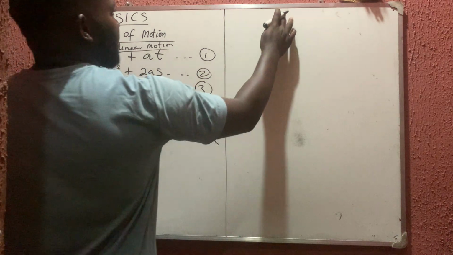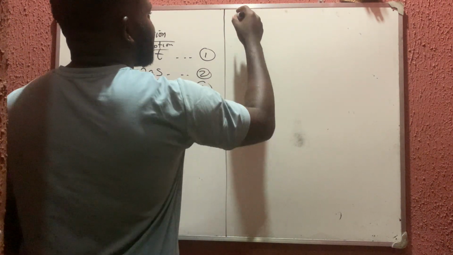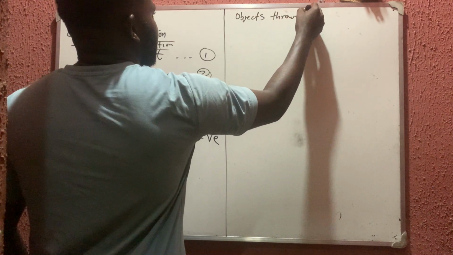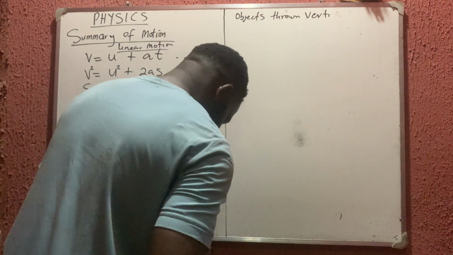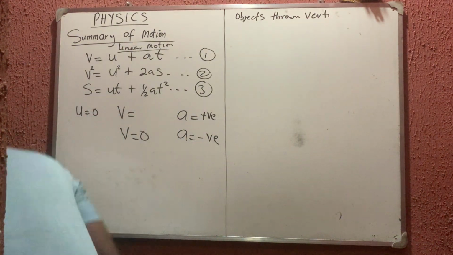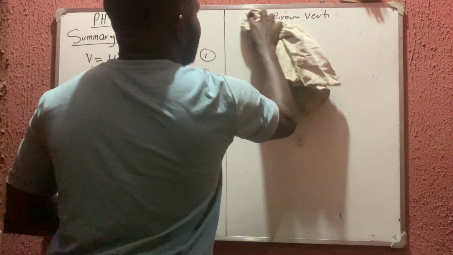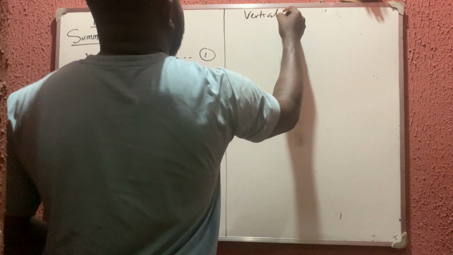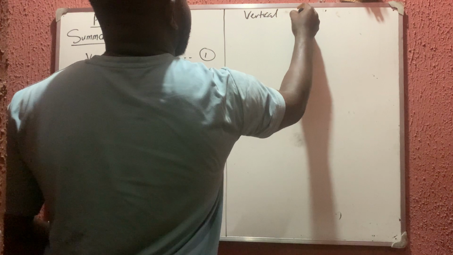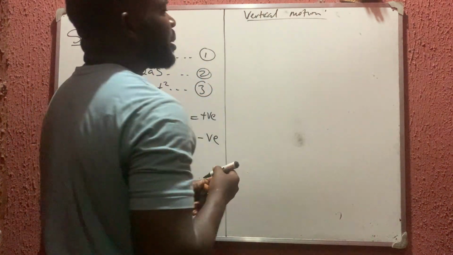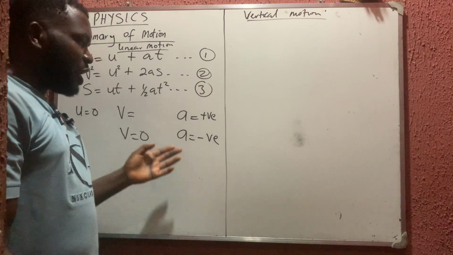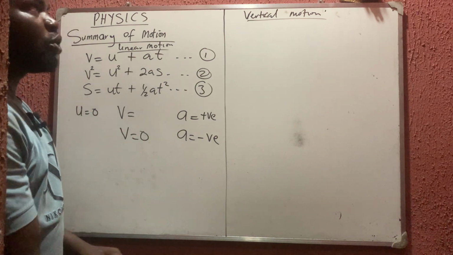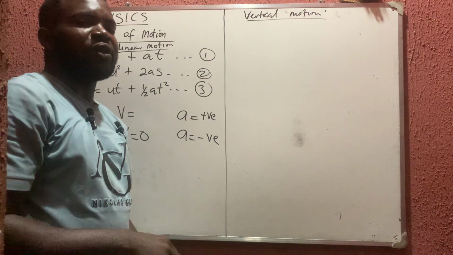Now let's talk about objects thrown vertically upward. Let me call it vertical movement or vertical motion. Now, vertical motion is in two ways. The same way we have acceleration and retardation here, the same thing happens to vertical motion. It's either a body is thrown vertically upward, or maybe the body is coming down from a height.